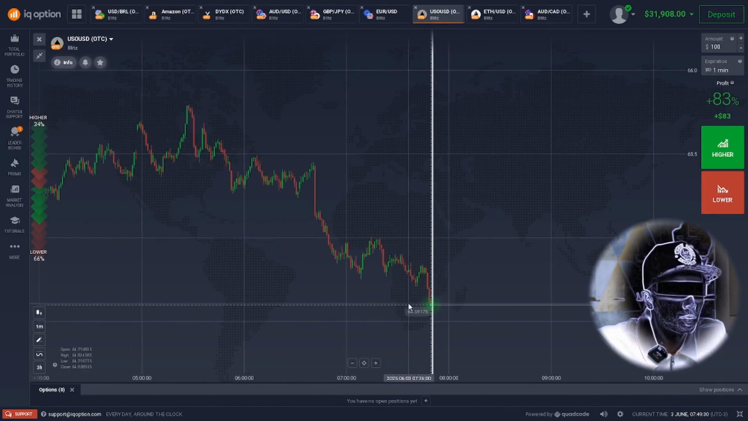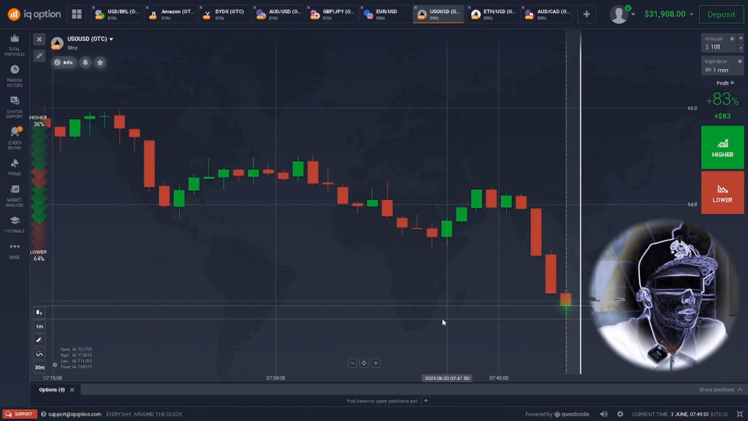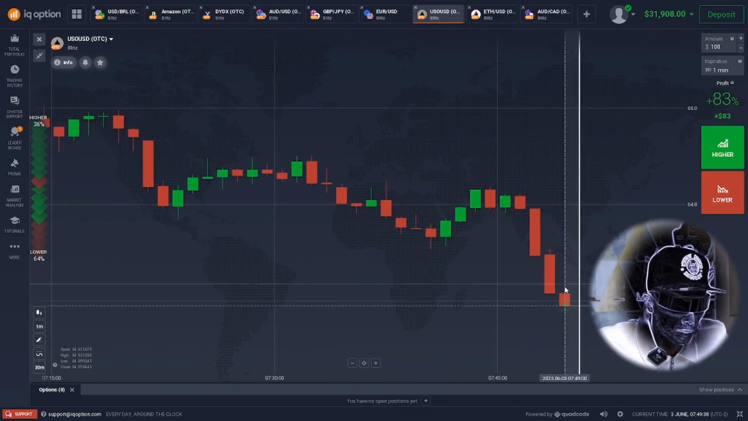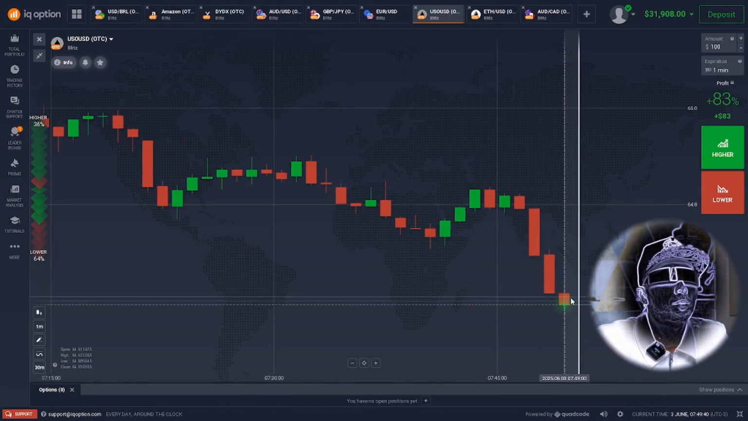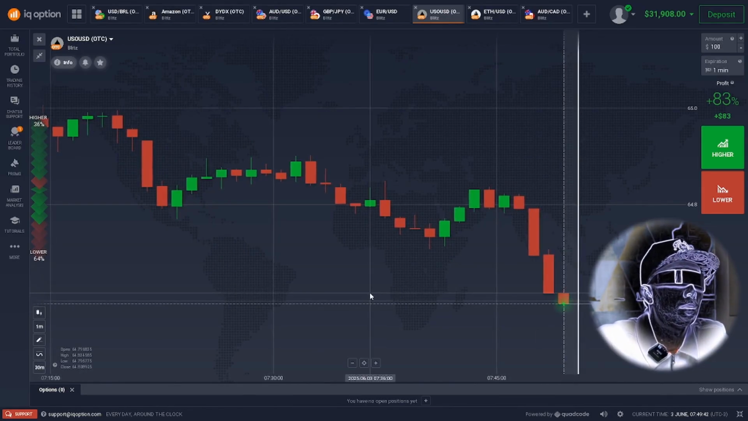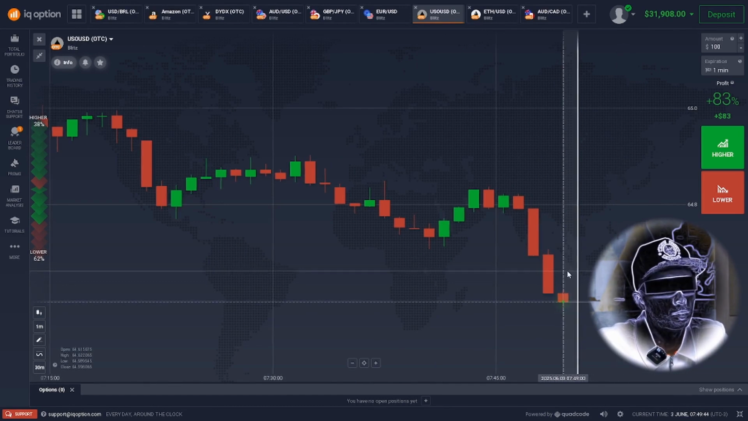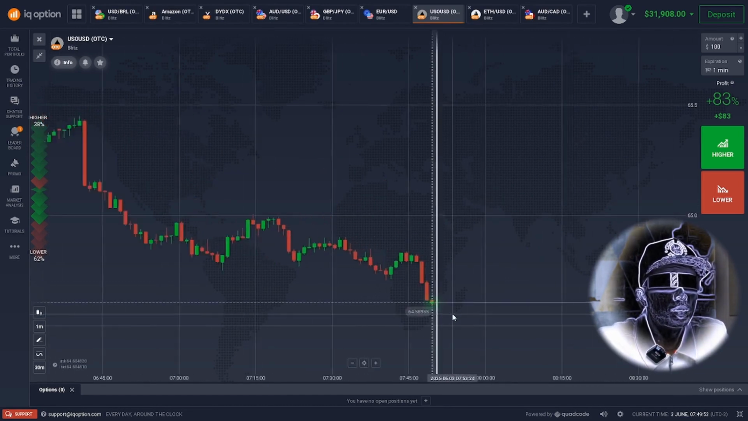So this looks like our setup. We can see a global downtrend here. We see our 4 candles. We wait for the 4th candle to close. And according to the strategy, we enter a 1 minute trade for decrease.